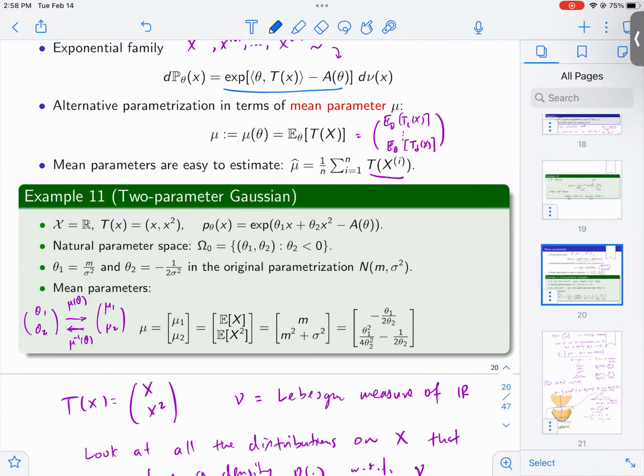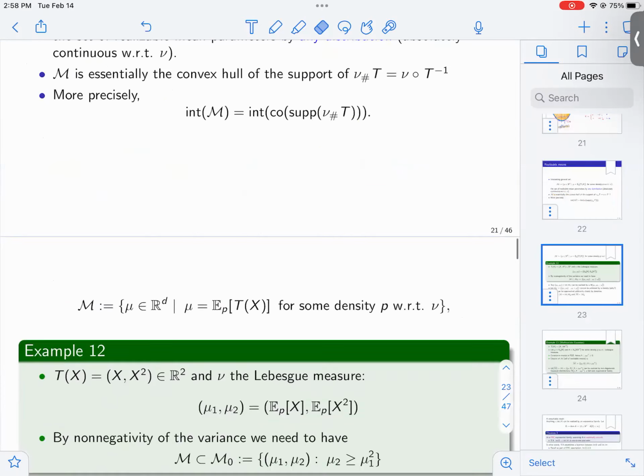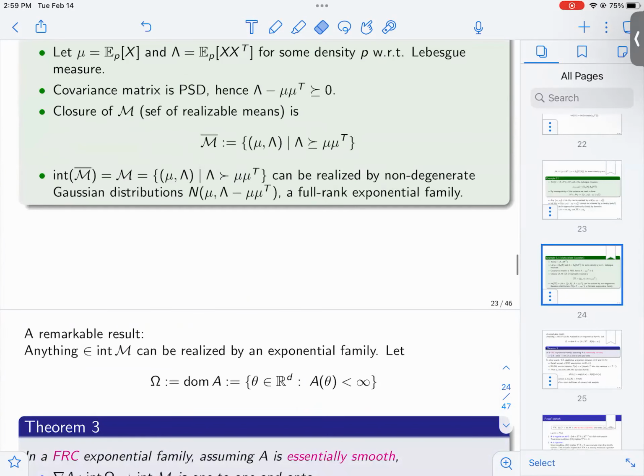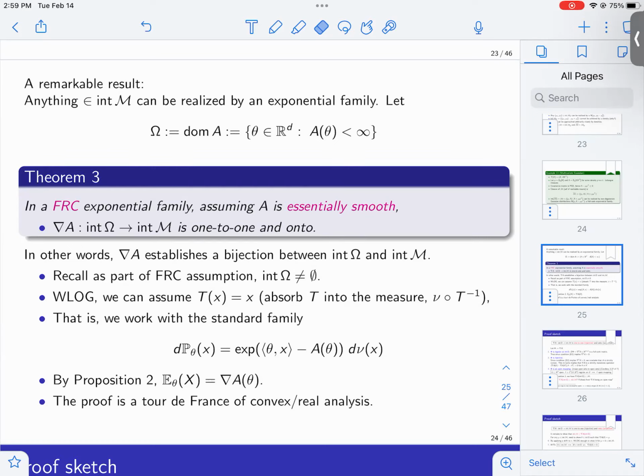Okay, so let me mention this formally. This slide basically defines the set of realizable means and that convex hull business, up to the interior point. So the interiors are the same. This we talked about. And this is the multidimensional version of the Gaussian case. So that's the result. Remember the domain. Let A be the set of all thetas for which A of theta is finite. That's the natural parameter space.